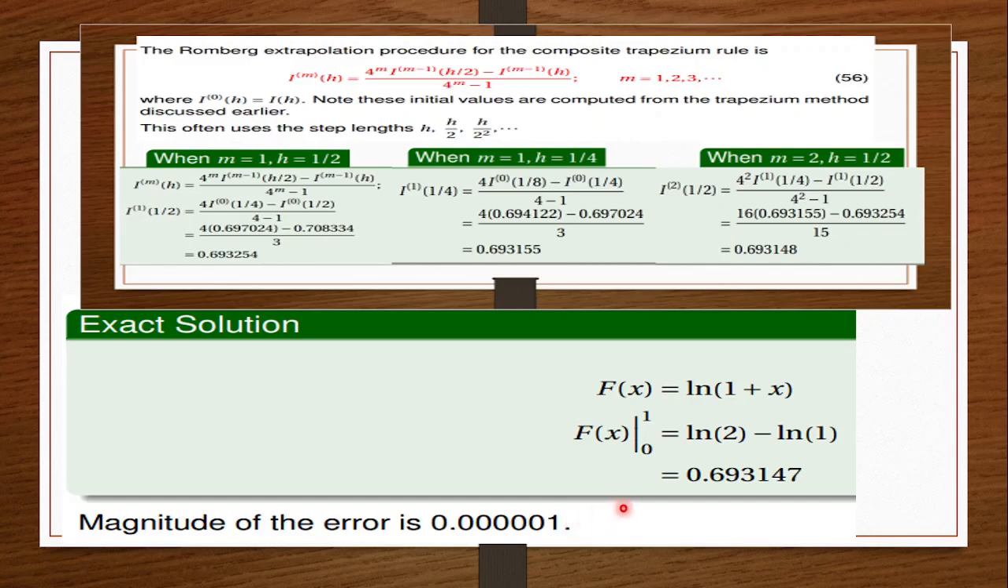Alright. So friends, that's basically it. You first use the composite trapezium method to get your initial values. Then from there, you use the Richardson extrapolation method or its formula to refine those values to get closer to the exact solution, which is the area under the curve.